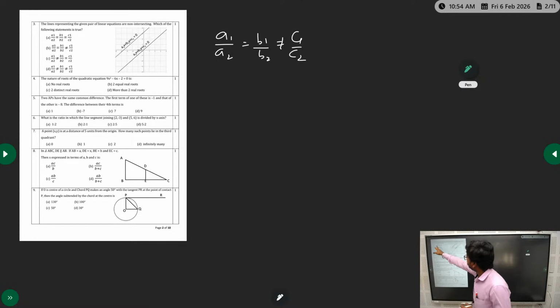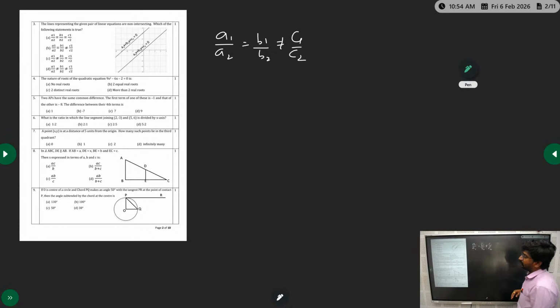Condition. In the first, all are equal. It is dependent, the system has infinitely many solutions. Okay. Second one is the right answer: first two equal, third is unequal. Option 3, intersecting lines having a unique solution. D, not possible. Usually if the first two are unequal, the third will also be unequal.